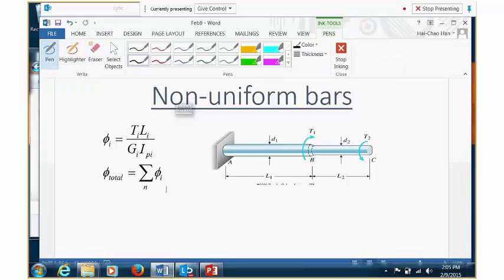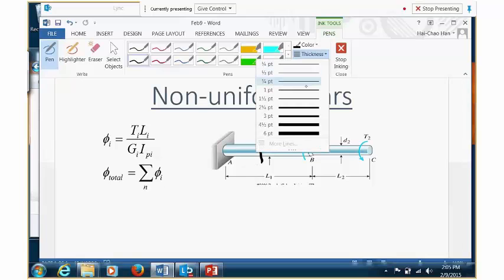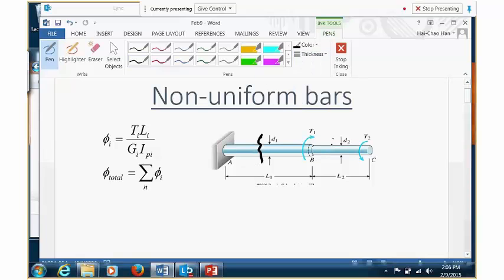Okay, so we need to find the torque in this segment, and also the torque in the other one. So how can we find the torque in this segment? Oftentimes we like to use T1, T2, segment 1, segment 2. But here, T1, T2 are already used. You see here, T1, T2, that's the external load. So we cannot use T1, T2 because it's confusing. So we need something else.